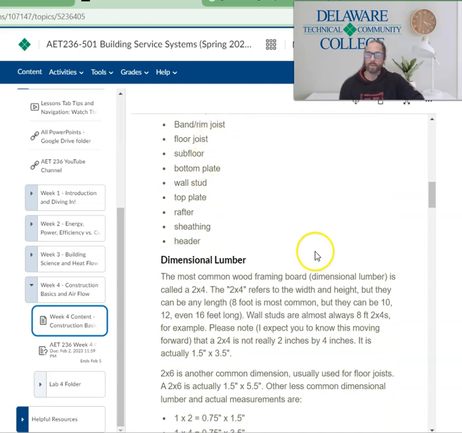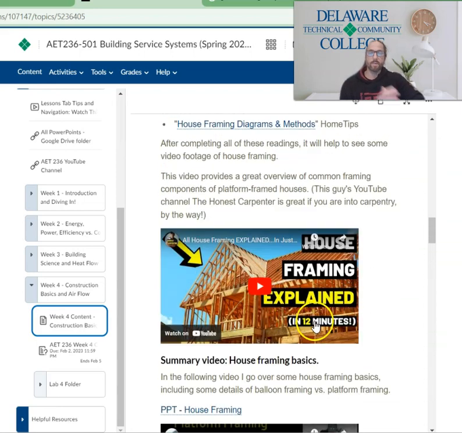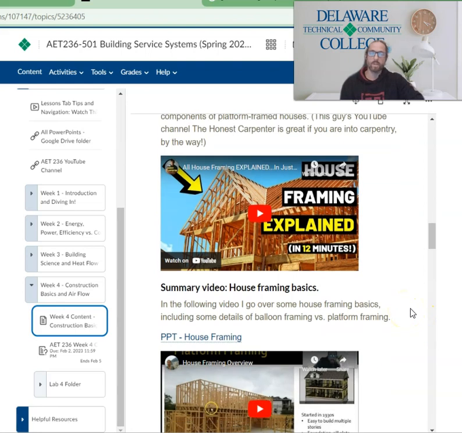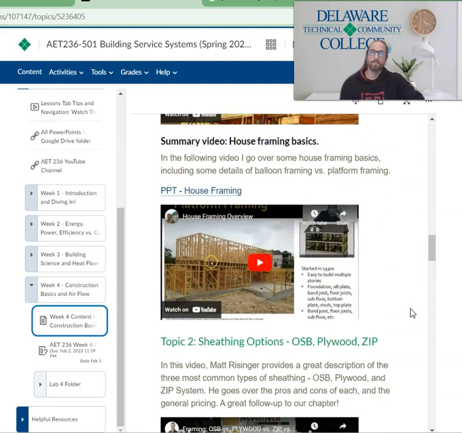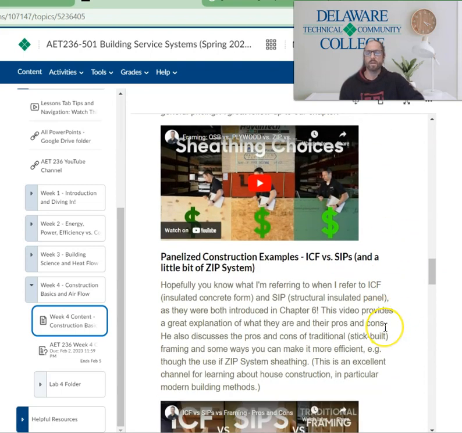Okay, so we'll look at the key components of framing, aspects of dimensional lumber, and then we dig into some pretty good videos about framing here. I want to make sure you understand how a house is built. And as I said, we'll go to some of these advanced options like ZIP systems and insulated concrete forms versus structural insulated panels. So this is sort of a modern way to frame or build a house.